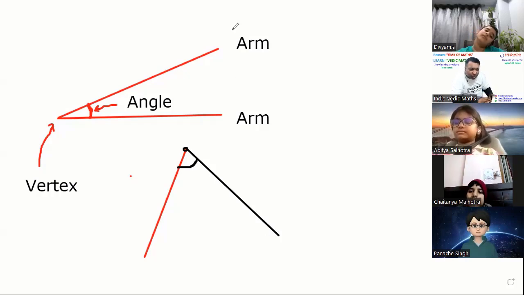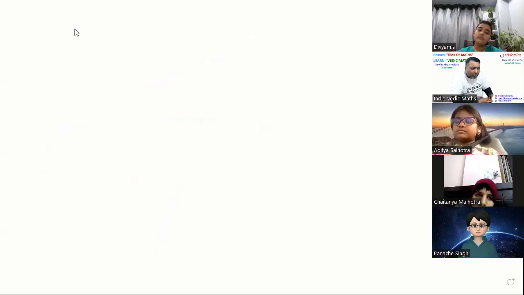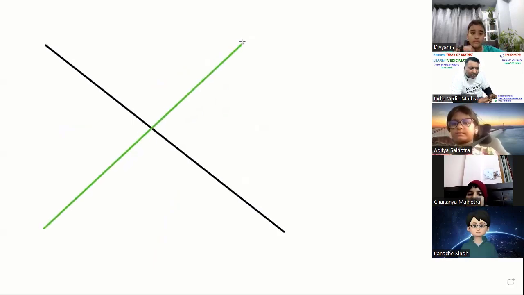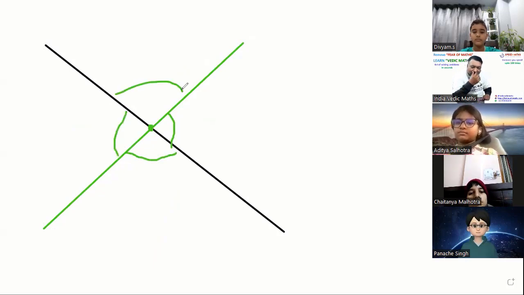Let me give you an example of crossing. Suppose, Ira, this is a black line, agree? If I put another green line, Ira, these two lines are crossing each other. They are meeting at one common point, this. So this is the angle formed. This is the angle formed. There are so many angles formed. Okay? Clear? Everyone? Ira?